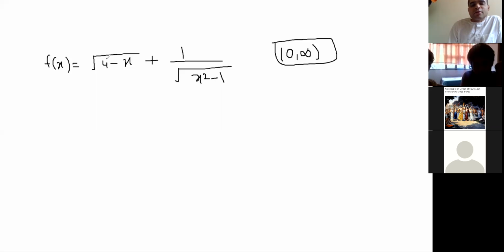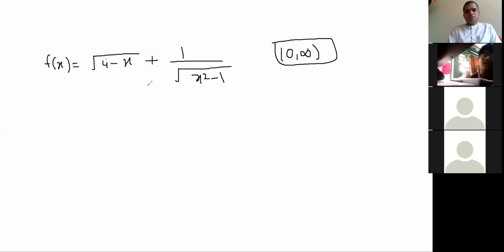Domain means values of x. You are telling the values of the whole function, and the value of the function is called range. I am asking, domain means what are the values of x we can take? 0 to positive infinity, because under a root we cannot have a negative value.